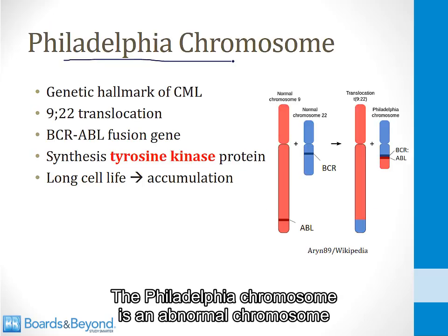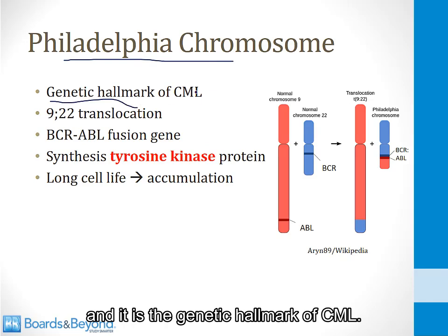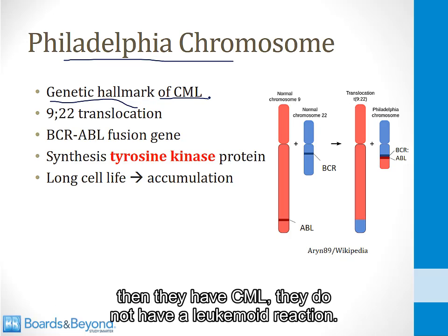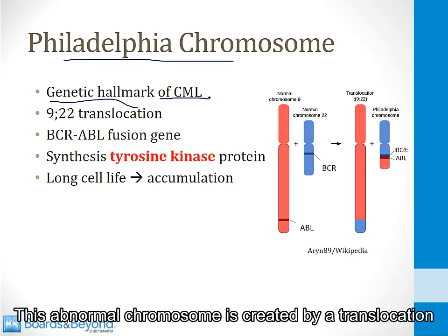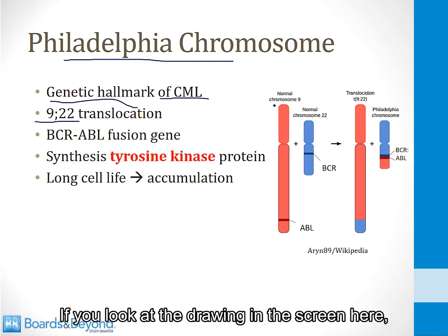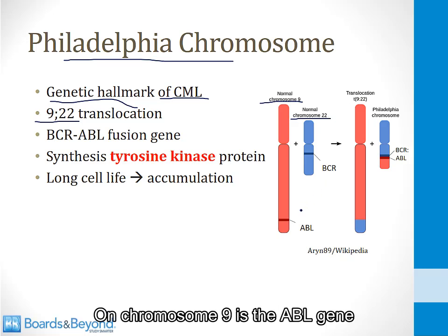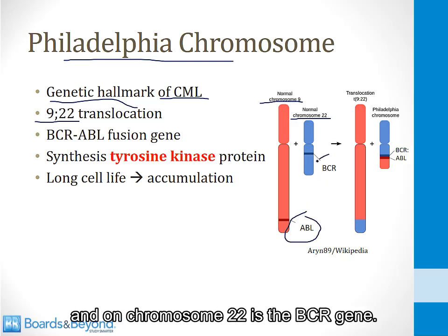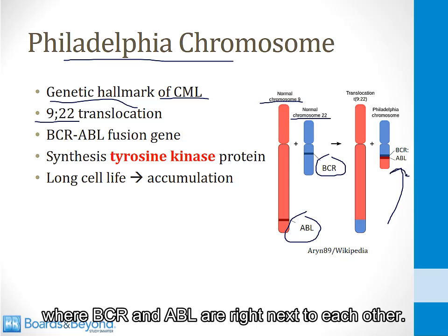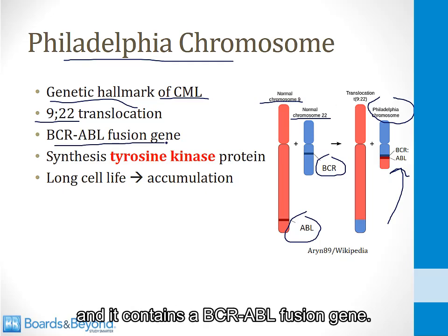The Philadelphia chromosome is an abnormal chromosome that is created by a chromosomal translocation, and it is the genetic hallmark of CML. If a patient has the Philadelphia chromosome, then they have CML. They do not have a leukemoid reaction. This abnormal chromosome is created by a translocation between chromosomes 9 and 22. If you look at the drawing on the screen here, the red chromosome is chromosome 9 and the blue chromosome is chromosome 22. On chromosome 9 is the ABL gene, and on chromosome 22 is the BCR gene. A translocation creates an abnormal chromosome where BCR and ABL are right next to each other. That abnormal chromosome is called the Philadelphia chromosome, and it contains a BCR-ABL fusion gene.